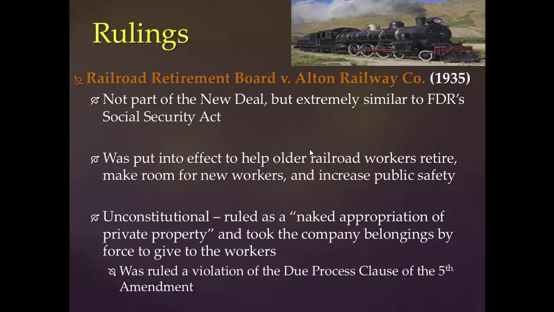So basically what this case was about was the fact that the railroad pension was created as a way to encourage older railroad workers to be able to retire, because the railroad industry at the time was a pretty dangerous job, and the older that the railroad workers got, the company sort of saw them as more of a liability and as a safety hazard in a way.